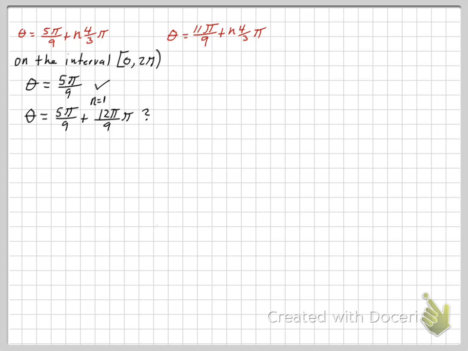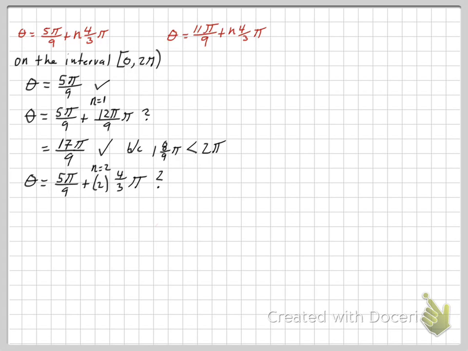So let's get a common denominator. And I got 17 pi over 9. And yeah, that's less than 2 pi. That is like 1 and 8/9 pi, almost 2 pi, but not quite. And I think we can just determine by inspection, if I add anything else to that again, like let n equal 2, and this is kind of an academic drill, that is definitely going to be too big. It's much bigger than 2 pi. So that's not on the interval. So I've got 2 solutions so far.